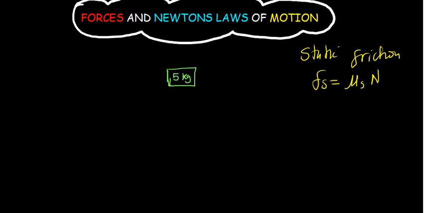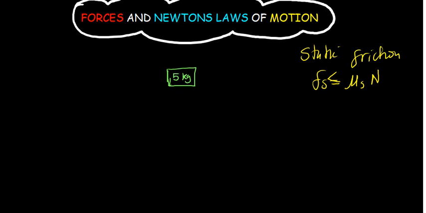Now, this static friction is only valid up to a certain value. It doesn't always work. So that's why, instead of using an equal sign, we're going to say static friction is less than or equal to mu s times normal force. Immediately you exceed this value, then it stops working. It is only valid for a certain value.